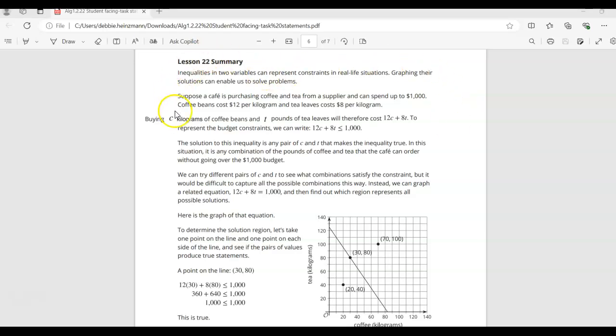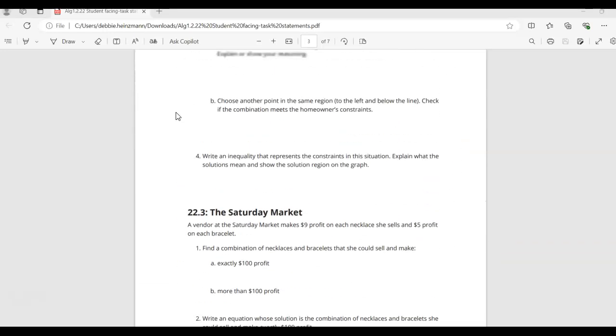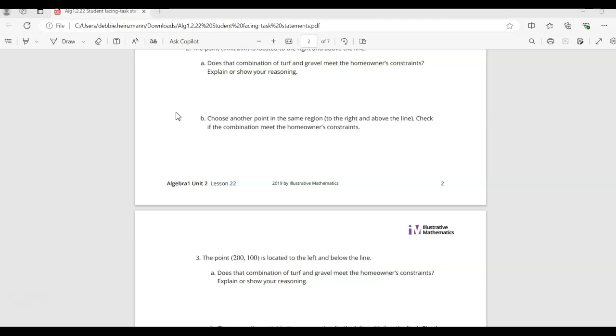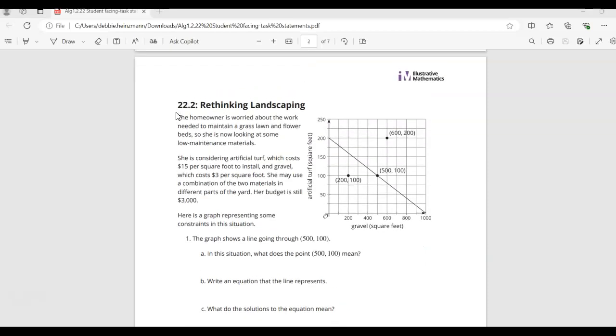These lesson summaries, which are part, like I said, of the student-facing task statements, can be found online on the online lessons, and they can also be found in the PDF version of the student-facing task statements.